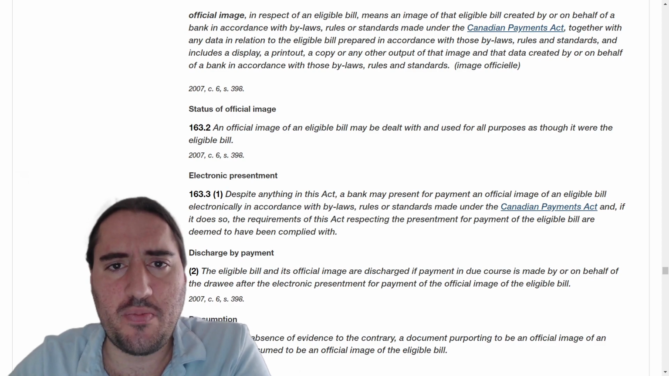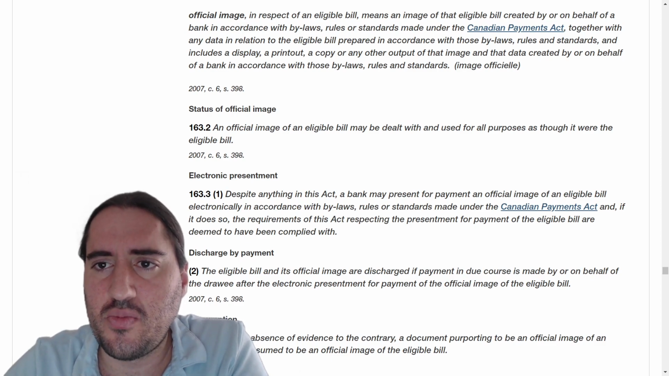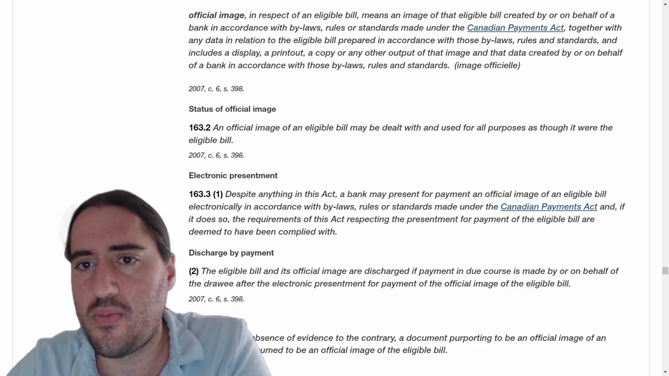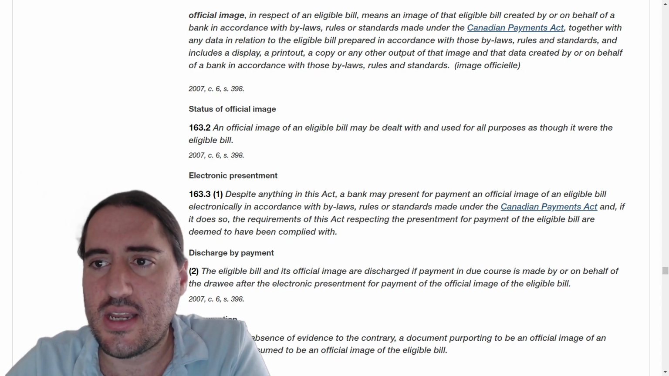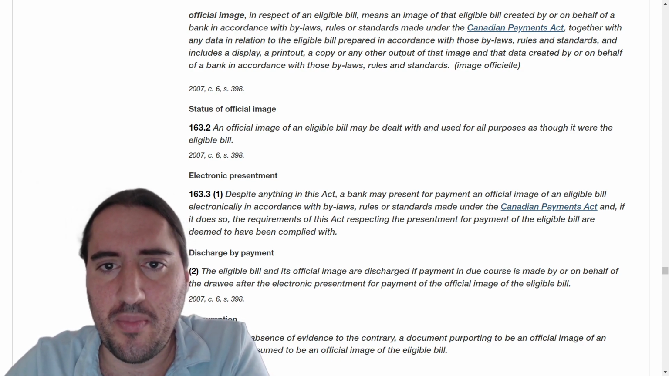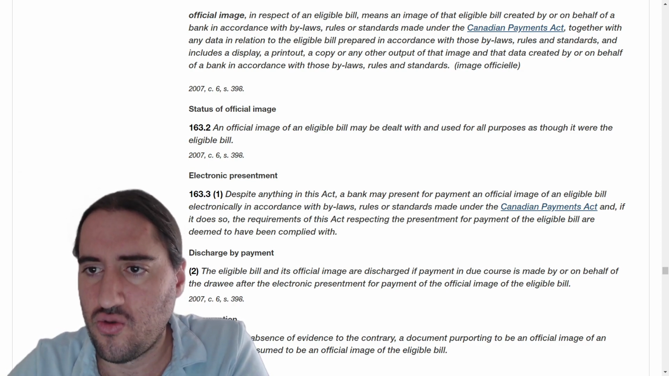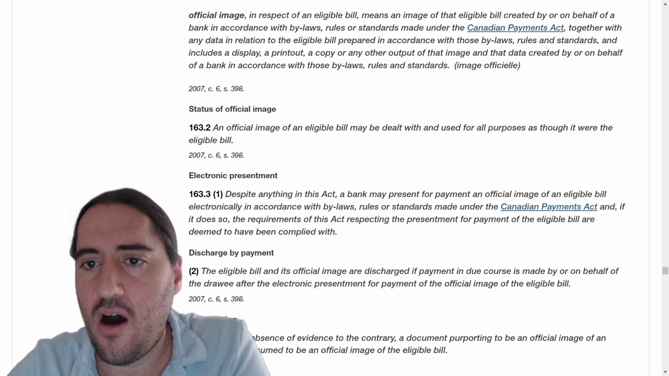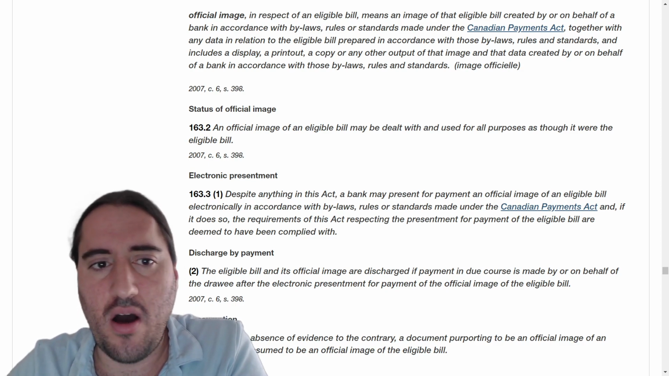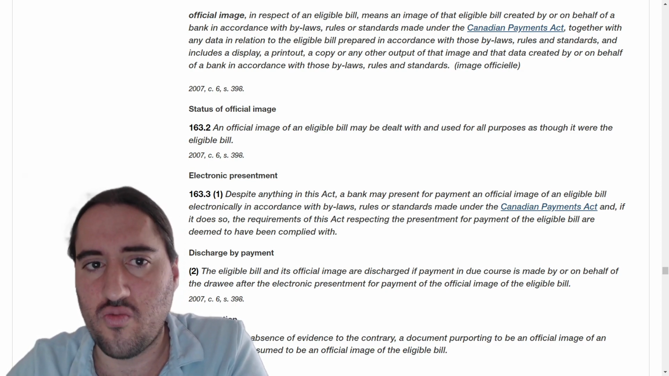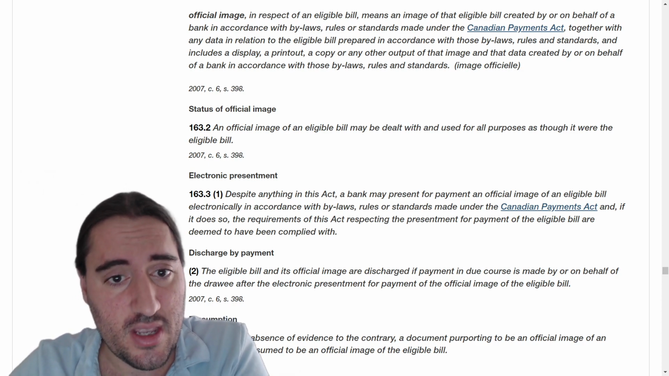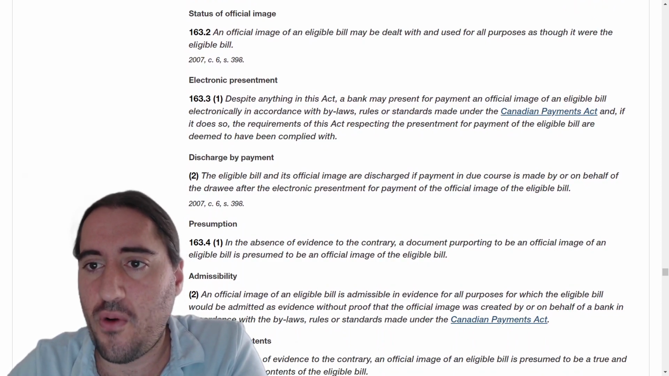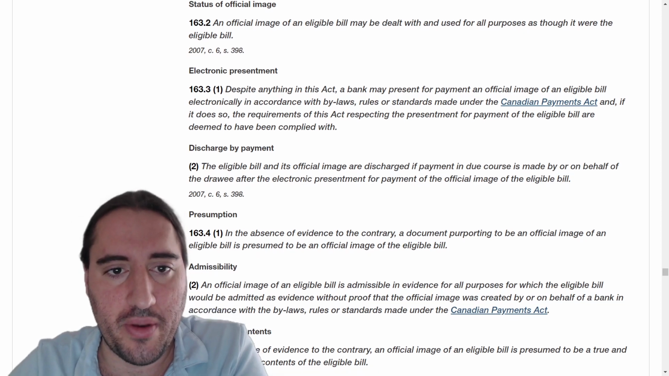Official image in respect of an eligible bill means an image of that eligible bill created by or on behalf of a bank in accordance with bylaws, rules, or standards made under the Canadian Payments Act, together with any data in relation to the eligible bill prepared in accordance with those bylaws, rules, and standards, and includes a display, a printout, a copy, or any other output of that image and that data created by or on behalf of a bank in accordance with those bylaws, rules, and standards. Status of official image. An official image of an eligible bill may be dealt with and used for all purposes as though it were an eligible bill.